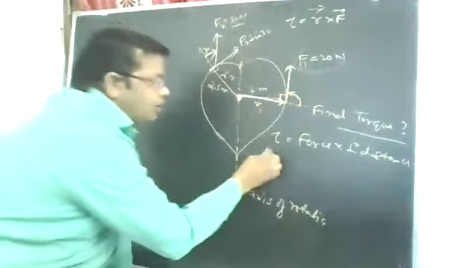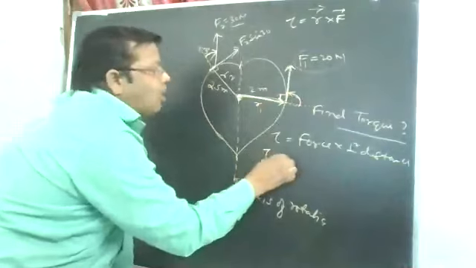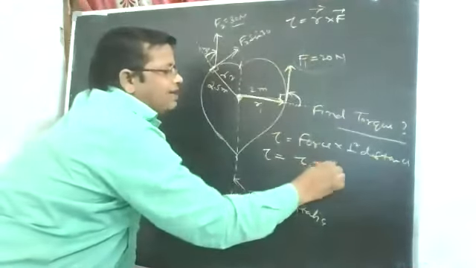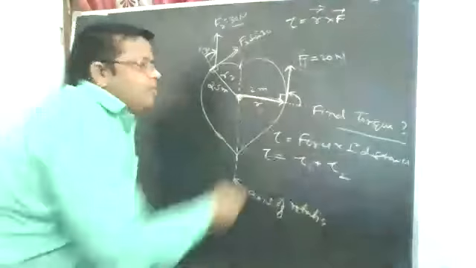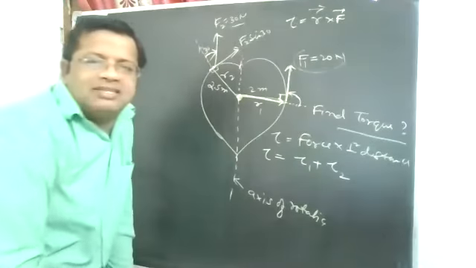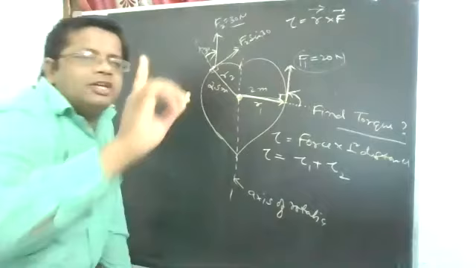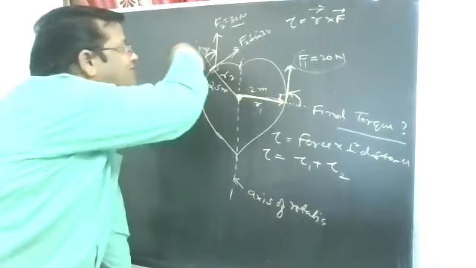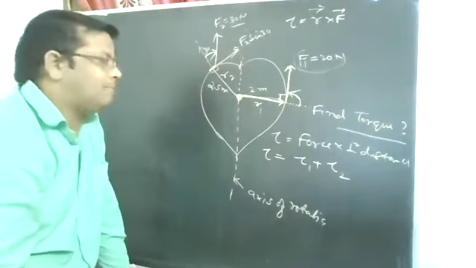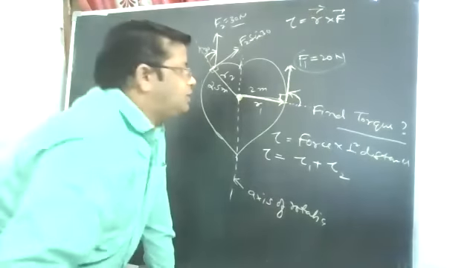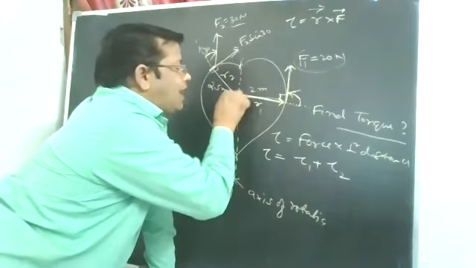Now you see here, the net torque will be the sum of the torque produced by the first force plus the torque produced by the second force. There is a sign convention: for anti-clockwise rotation torque is positive, for clockwise rotation torque is negative. So torque due to the first force will be positive. And what is this torque? This is the axis of rotation.